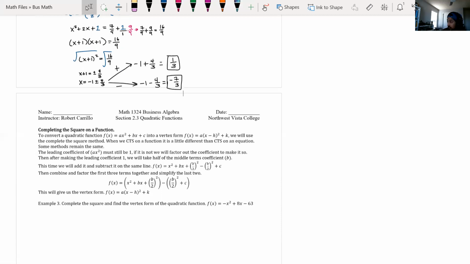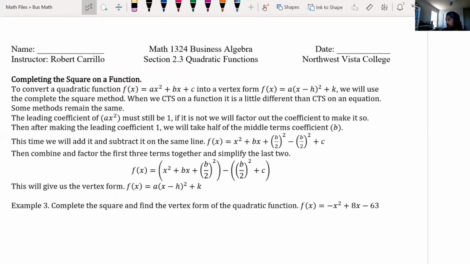To complete the square in a function, you still need to have a leading coefficient of 1. It's just going to be a lot trickier this time. The reason we complete the square in a function is to put the function into a special form called vertex form. This form is given as a times x minus h squared plus k. This is the form we will be using to graph our quadratic functions. But in order to put it in this form, we must complete the square.